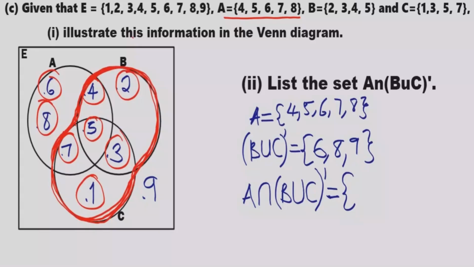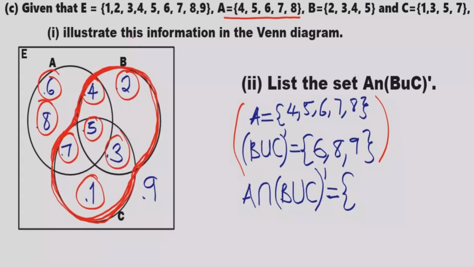So what we are going to ask ourselves is, let's identify elements that are found in both sets. That means these two sets here. So when we ask ourselves, is 4 found in B union C complement? No. Is 5 found in B union C complement? No. Is 6 found in B union C complement? Yes.